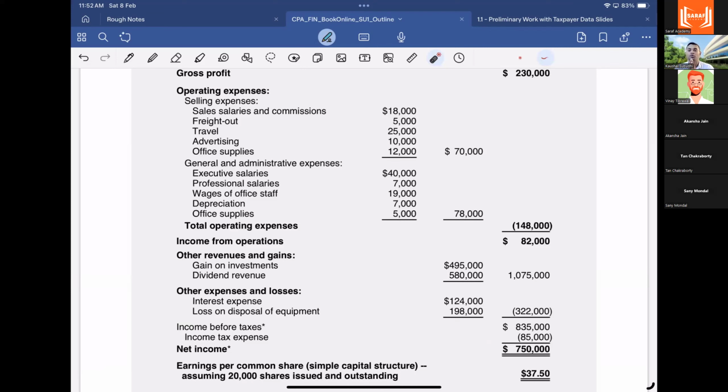But the matching concept, yes, go ahead. If I want to tell it to someone, my cost is this, my profit is this, so why do I need to show it separately?